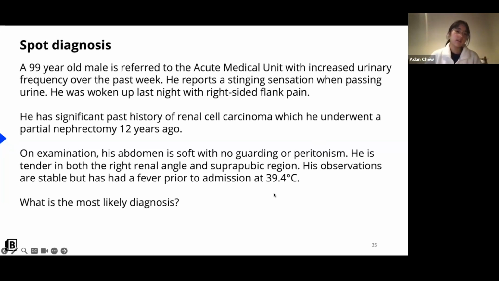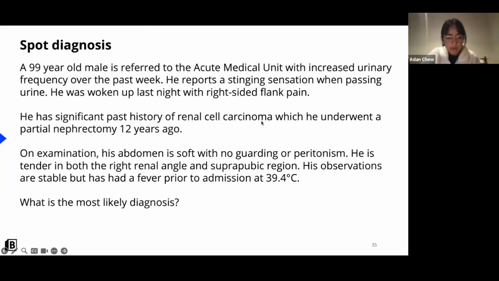So this gentleman is a 99-year-old, referred to the AMU with increasingly frequent urination. He reports a stinging sensation when passing urine, and he was woken up last night by some severe right-sided flank pain. He's got past history of renal cell carcinoma, for which he underwent a partial nephrectomy 12 years ago. So you examine him, you feel that his abdomen is soft with no guarding or peritonism, but he's a bit tender in the back in the right renal angle and in the suprapubic region. His observations are stable, but he's slightly pyrexic, 39.4.